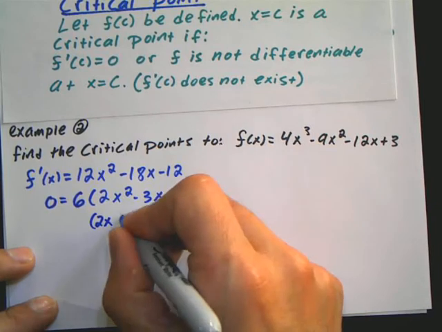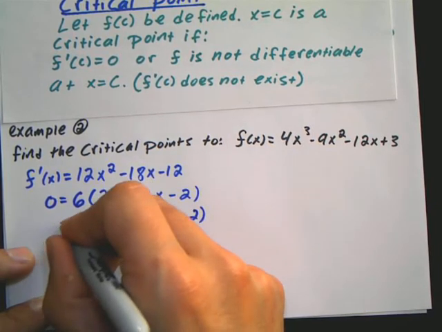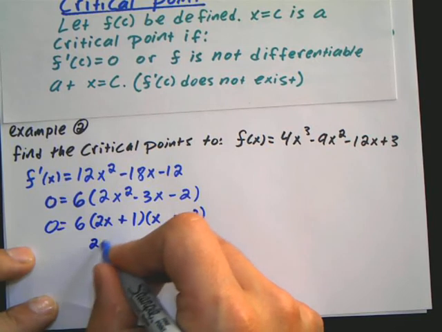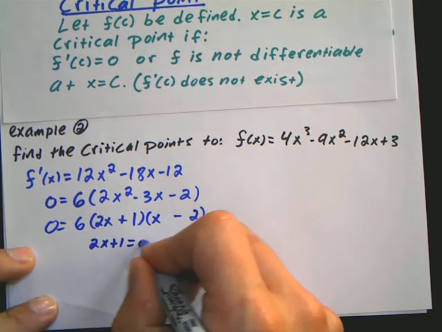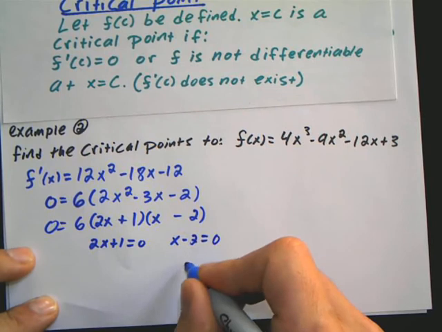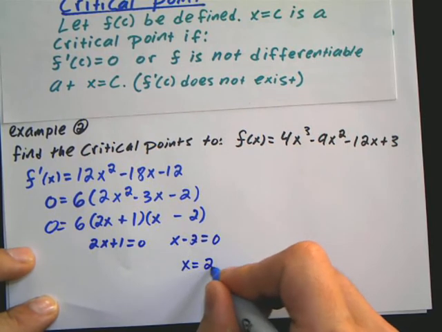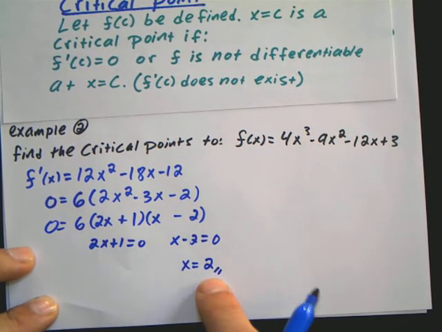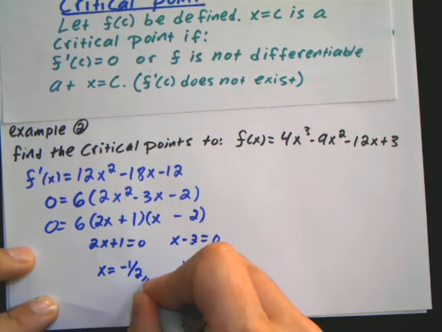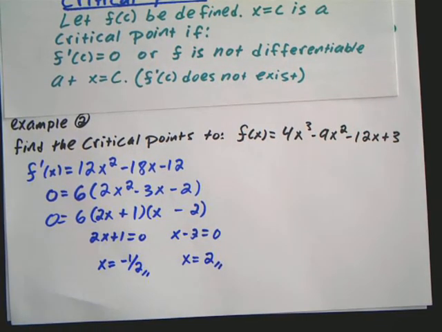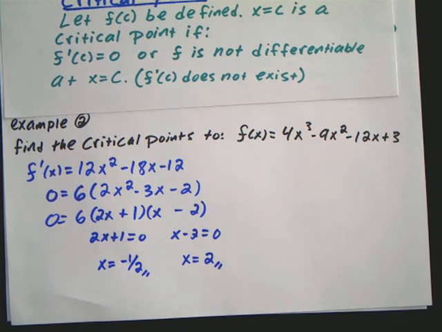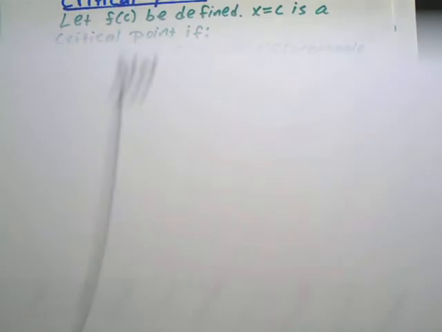I'm still setting this equal to 0, so I solve each one of these. 2x plus 1 is equal to 0. X minus 2 is equal to 0. So solving these two, positive 2 is a critical point, and negative 1/2 is a critical point. And then we can verify this graphically. So we said 2 and negative 1/2 were critical points.